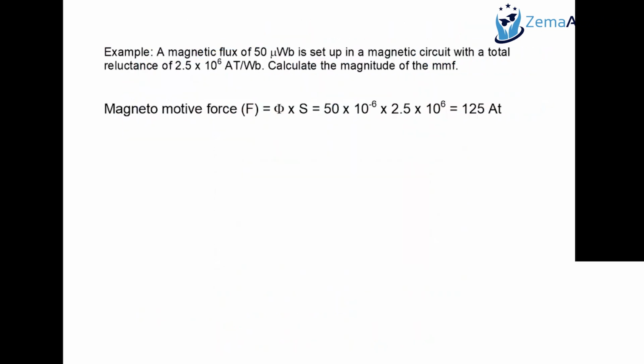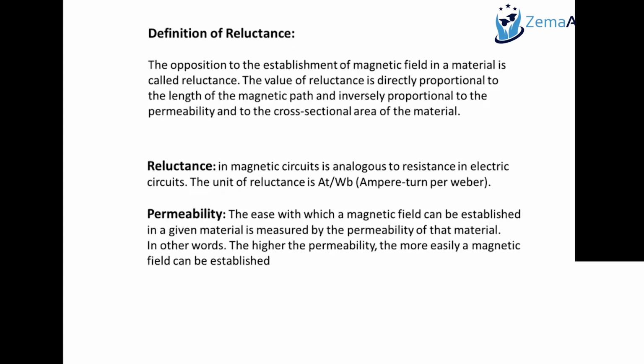An example question that we went through: a magnetic flux of 50 microwebers, or 50 times 10 to the power minus 6 Weber, is set up in a magnetic circuit with a total reluctance of 2.5 times 10 to the power 6 ampere turns per Weber. The question says: calculate the magnitude of the MMF. Of course, we just covered the concept of reluctance last week, week 7, but not in this tutorial, so it is a separate topic that I want to discuss before doing this example question.